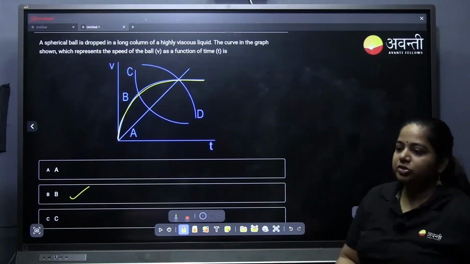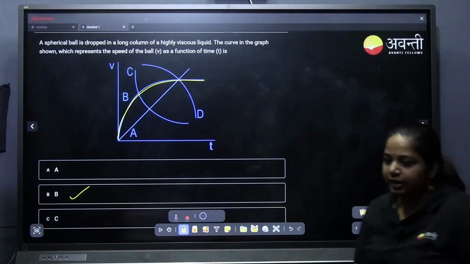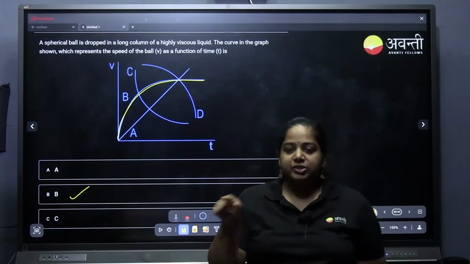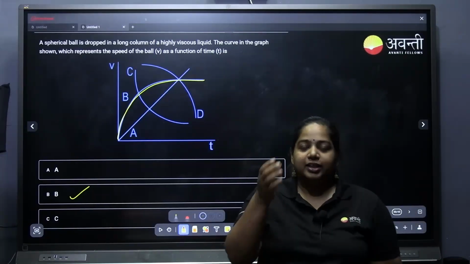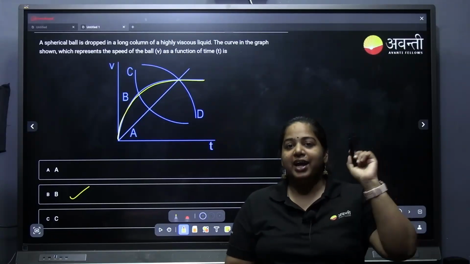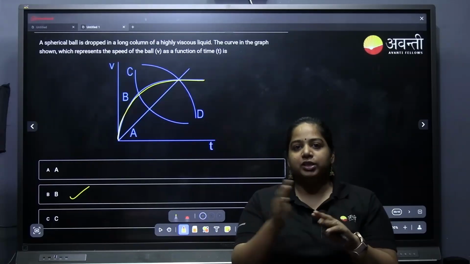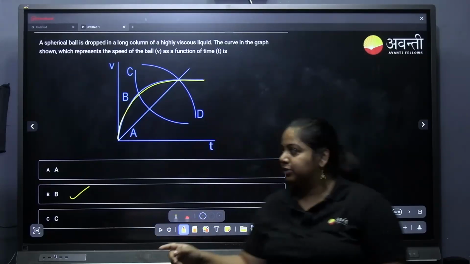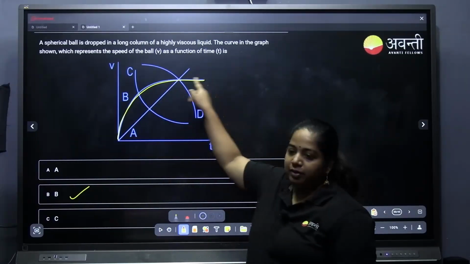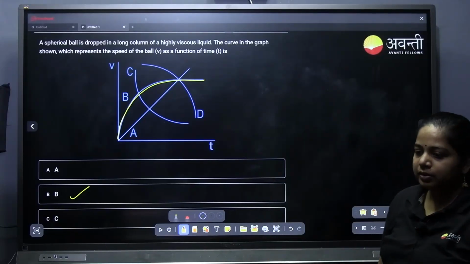I hope everybody understood that. We will move to the next question then. If you drop something, because of mg, acceleration due to gravity, its velocity will increase from 0 to a maximum value. That maximum value is terminal velocity. Once it reaches terminal velocity, then it will move with constant velocity. So from 0 increasing, then reaching terminal velocity. That's how. Is it clear now? Okay.